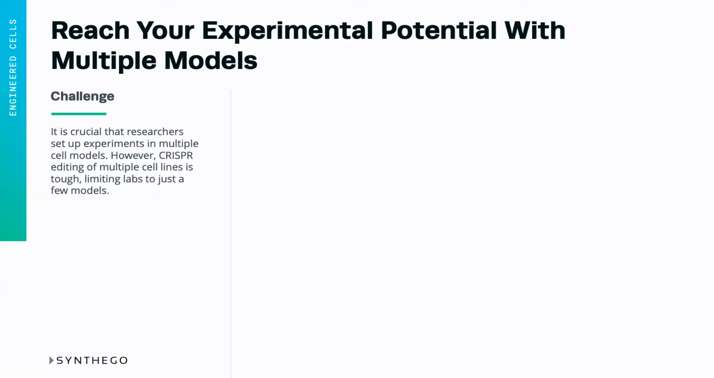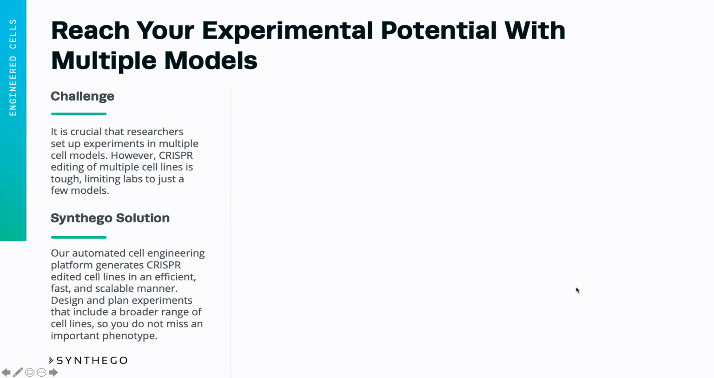At Synthego, we can help with this. We have an automated platform that allows us to optimize many cell lines really quickly, and we've already done this for a wide variety of cell lines. So this enables us to help you design and plan those experiments so that you can do them in a broader range of cell lines so that you can see greater insights and greater depth to the biological diversity that's out there and not miss a pivotal phenotype that may lead to the next big thing.